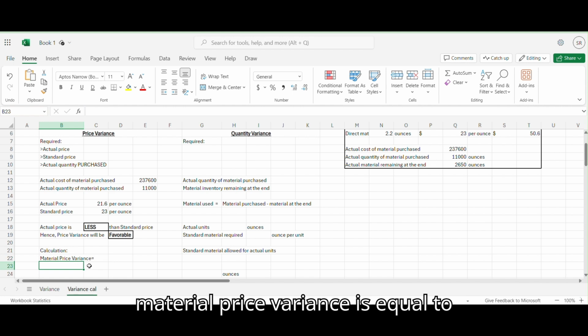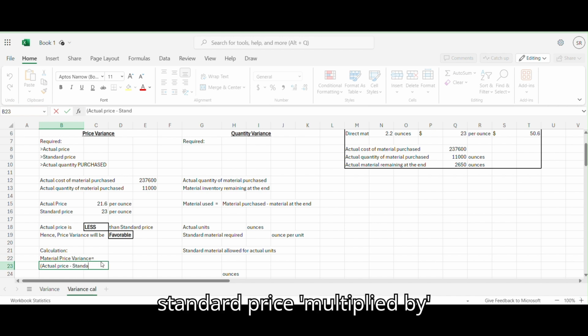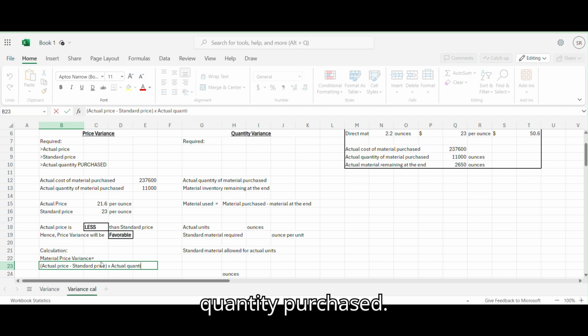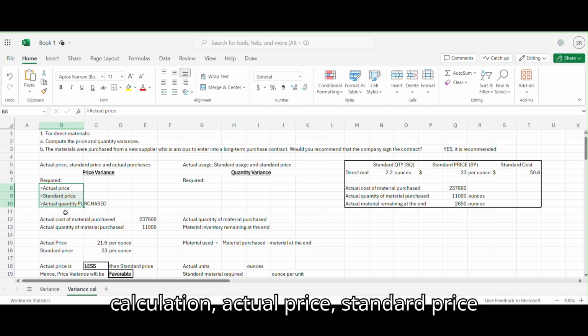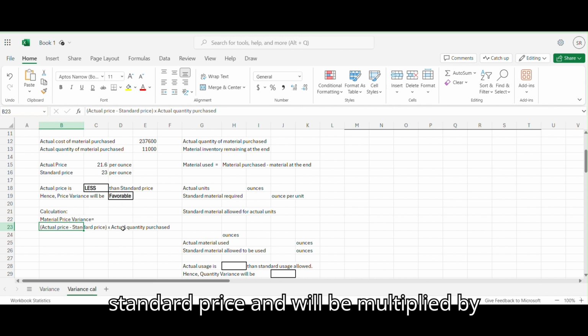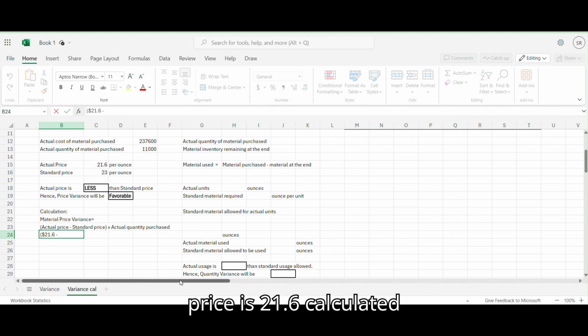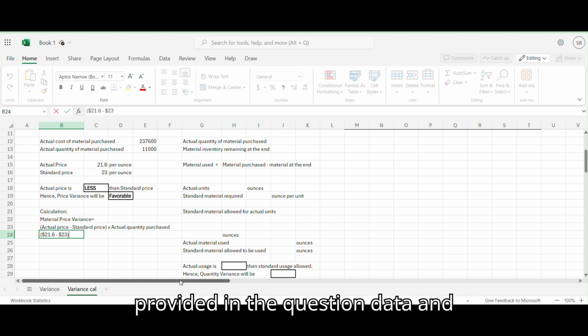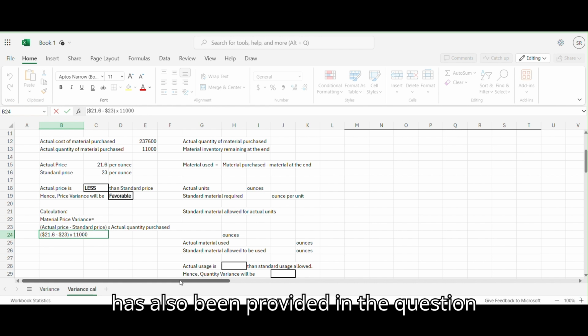So material price variance is equal to actual price minus standard price, multiplied by actual quantity purchased. As stated earlier, price computation will require these three things: actual price, standard price, and actual quantity purchased. This will be the formula: actual price minus standard price, multiplied by the actual quantity purchased. So actual price is 21.6 calculated earlier. Standard price is $23 provided in the question data, and 11,000 ounces have been purchased. This has also been provided in the question data.